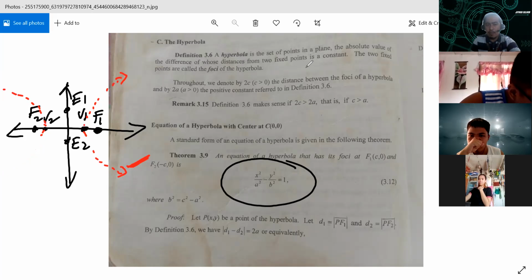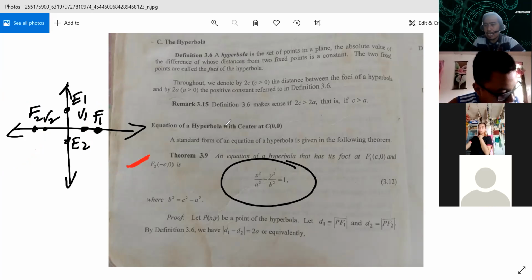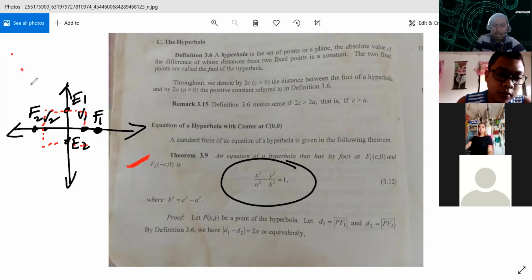In constructing the graph of your hyperbola, you should know the values of your vertices and extremities. If you know your vertices and extremities, you will draw an imaginary rectangle out of them. After you draw the imaginary rectangle, you will draw the diagonals of the rectangle, and those will serve as your asymptotes.